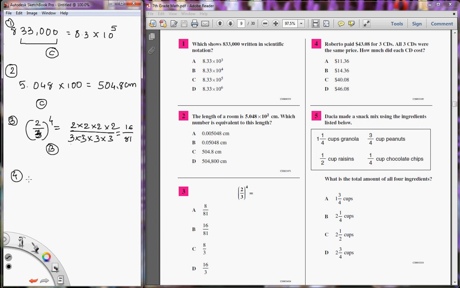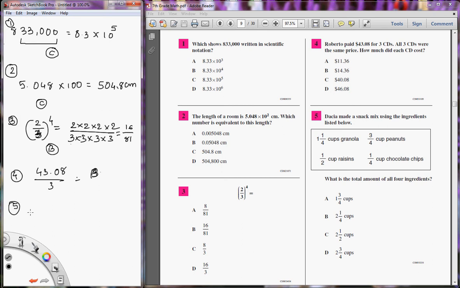Question number 4 is Robert paid 43.08 for 3 CDs. All 3 CDs were the same price. How much did each CD cost? So it's 43.08 divided by 3. Now if you do it, it will be around $14, because 14 times 3 is going to be around 42. Now if you look at the answers, A is 11, that cannot be the answer. C and D are obviously wrong, so the answer will be B. You don't even have to get the correct number, you just round it up and it will be B.